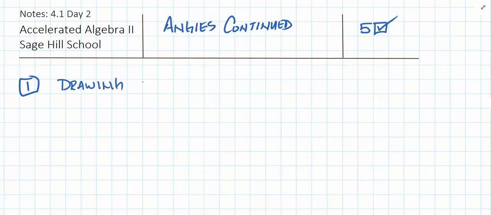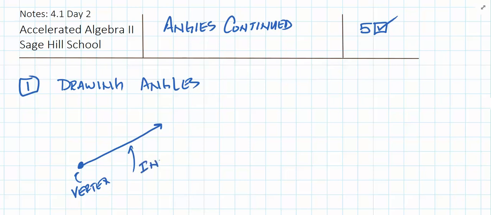Drawing angles. In geometry class, it begins with this little dot, which we call the vertex. Not a big deal. And then we call this thing a ray. So it begins with this idea of a vertex, and then we have our initial ray.